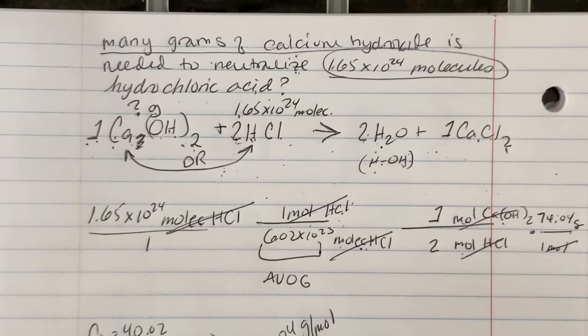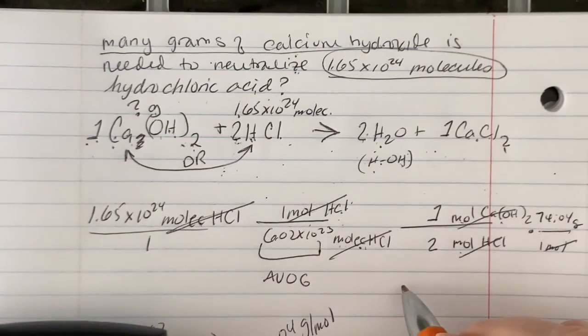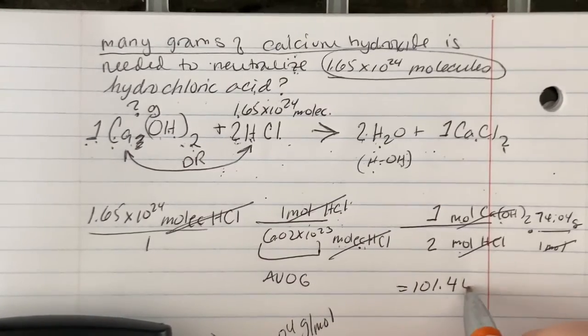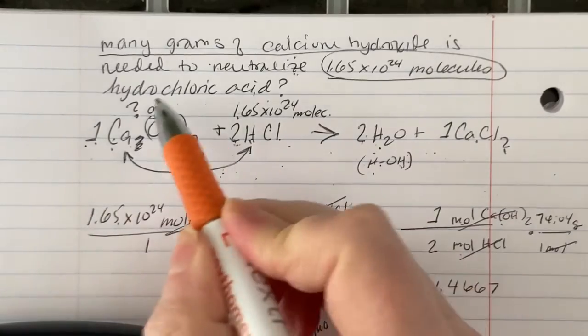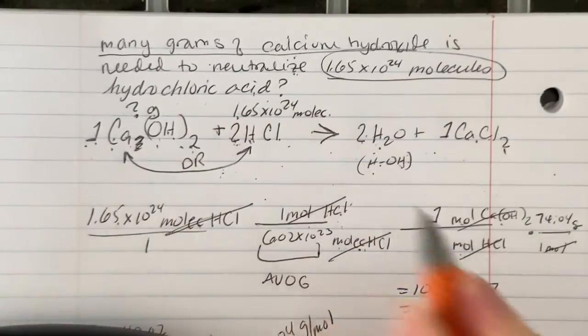And what's my answer? 1.65 e to the 24th times 74.04, divided by 6.02 e to the 23rd, divided by 2, and I get 101.4667. With 3 sig figs, 101 grams calcium hydroxide.